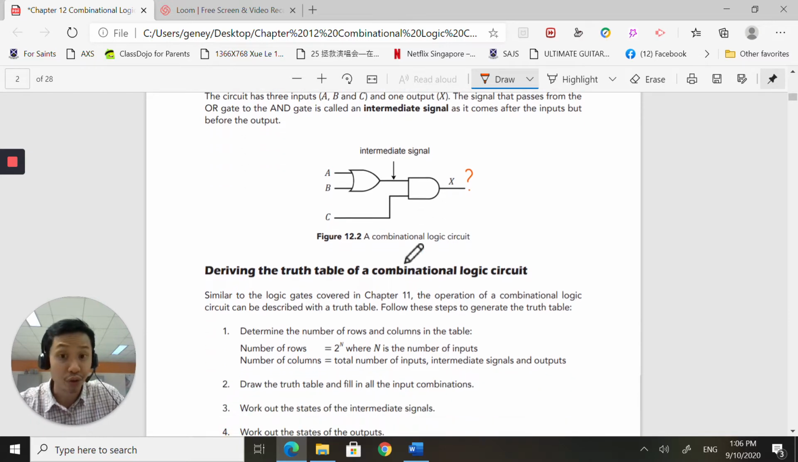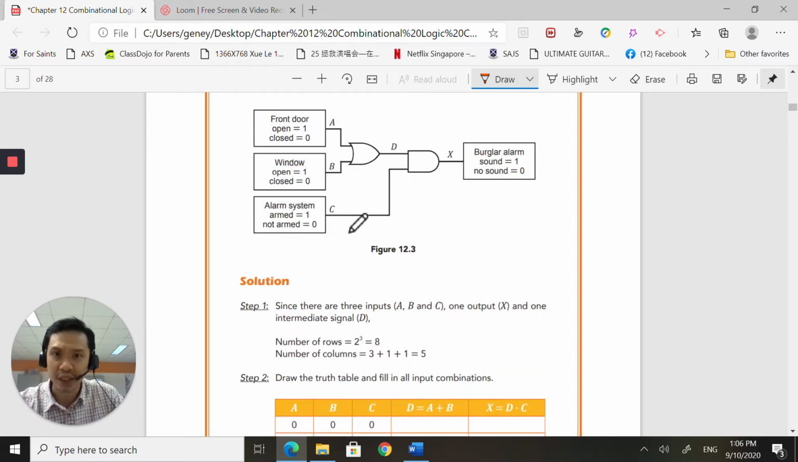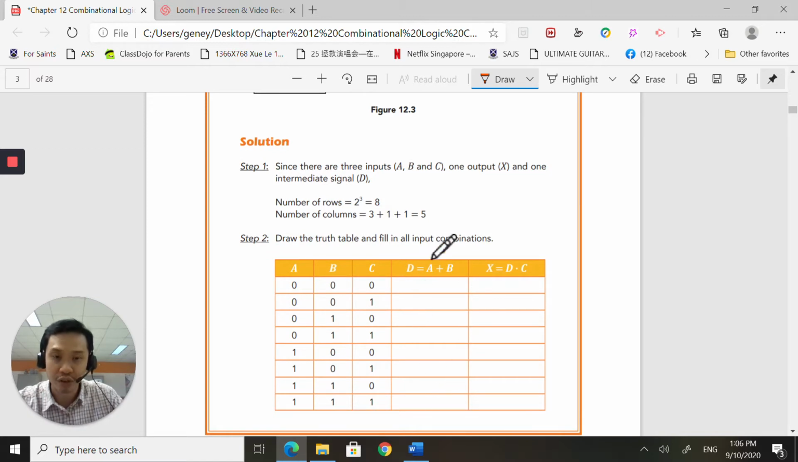So when we draw a truth table, it's going to look slightly different. In this case, we still have three inputs, A, B, C. I'm not going to be too concerned about the parameters here. I just want to teach you how to derive the output X. So with three inputs A, B, C, I want to derive the intermediate signal, and let's call this D first. D is A or B. So I'm going to have an additional column here called D, A or B, and I'm just going to look at A and B here.